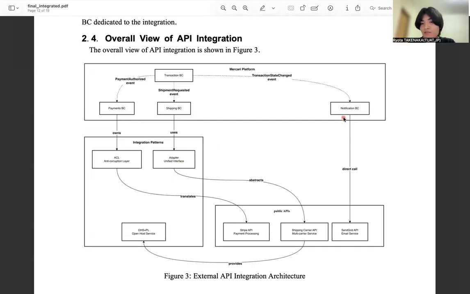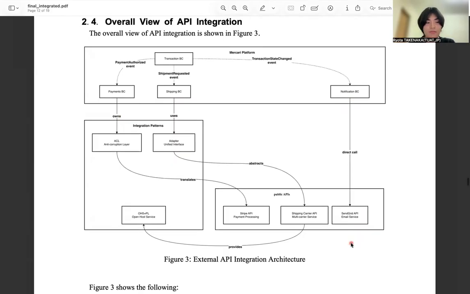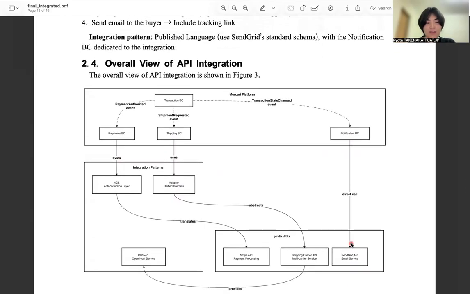And next is a notification BC. It makes direct calls to SendGrid API. The contexts communicate with each other using asynchronous domain events like payment authorized or shipment requested.